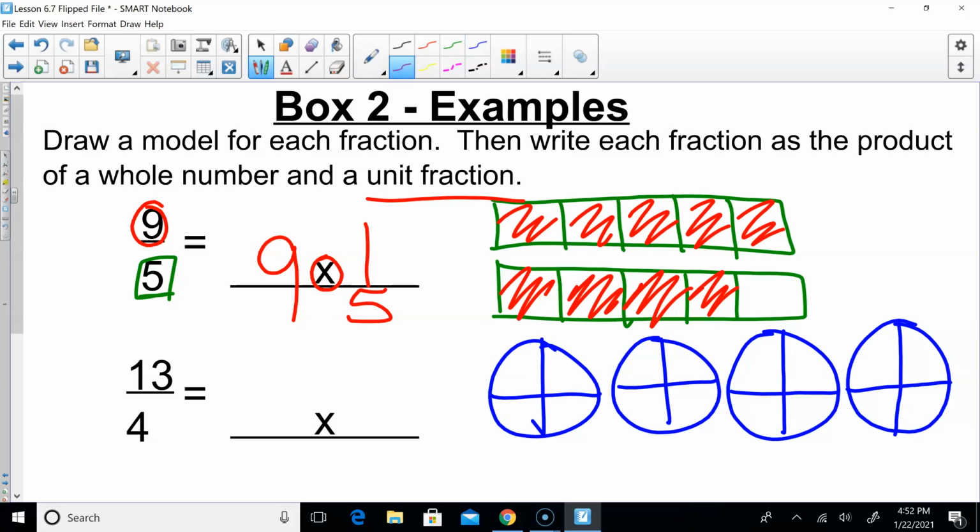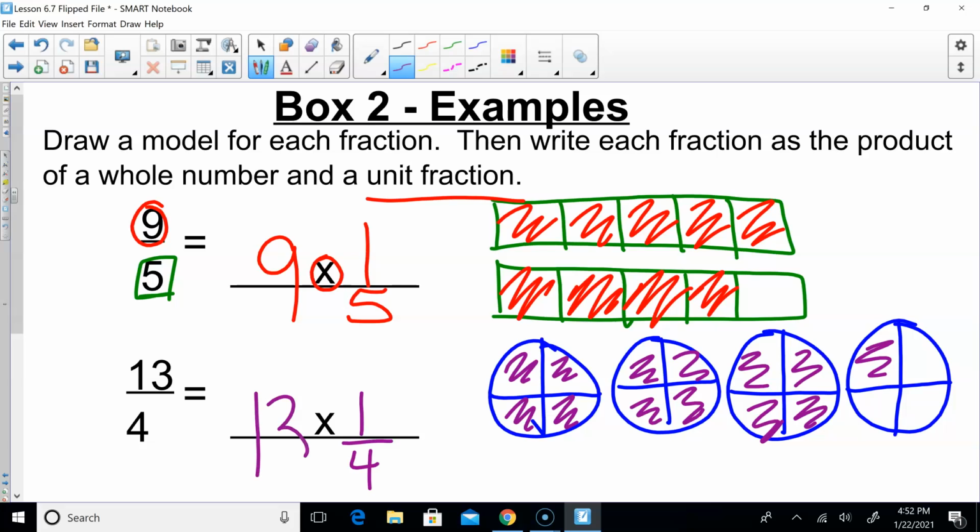I'm going to shade them in again. So I've got 1, 2, 3, 4, 5, 6, 7, 8, 9, 10, 11, 12, 13. So that means if I'm writing them as a unit fraction, my piece sizes are 1/4. And I would have 13 pieces times 1/4. So that's how you do the model.